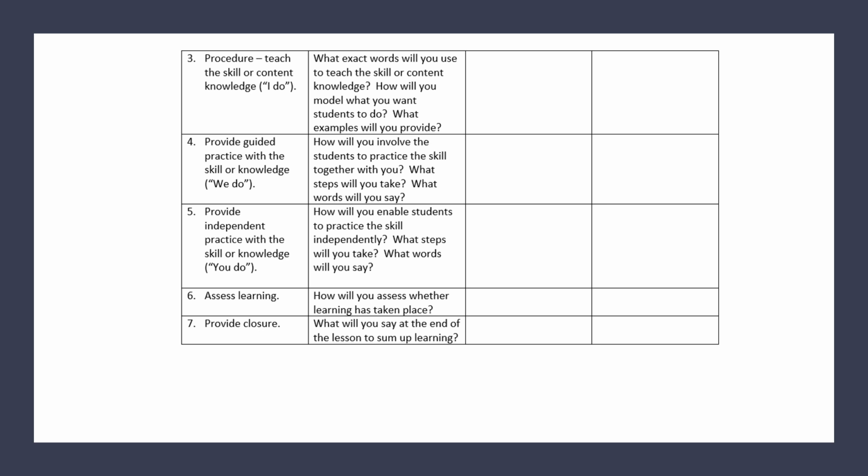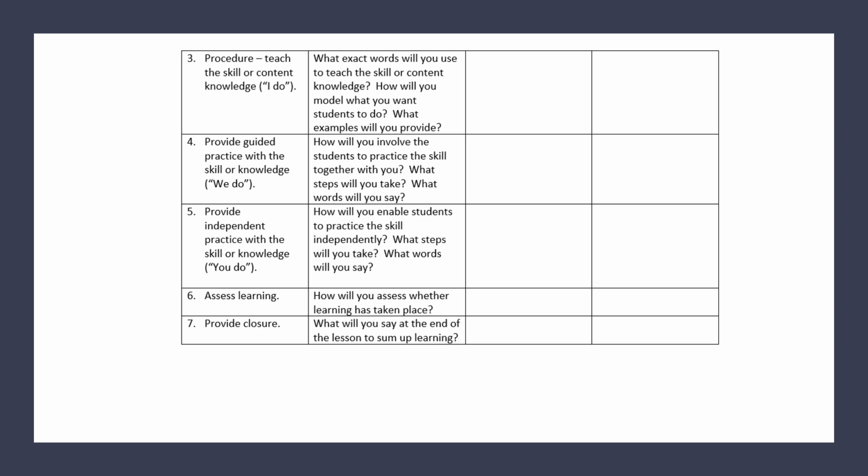Number 4 is the guided practice. This is where after you've taught them, now you want to do it with them. This is called the we do. So how will you involve the students to practice the skills together with you? What steps will you take? What words will you say? So for this, I might have a section on the handout where I give the picture of the shell, but I don't identify it, and I might hold it up, and I might say, okay, now let's look at this one. This one has striations, or this one is this color. What might it be? And I might guide the students until they come to the appropriate response.